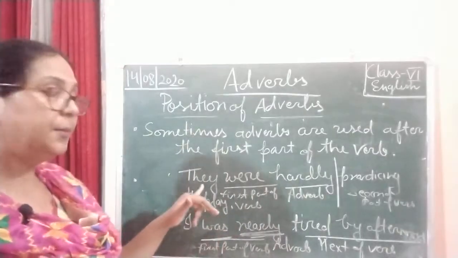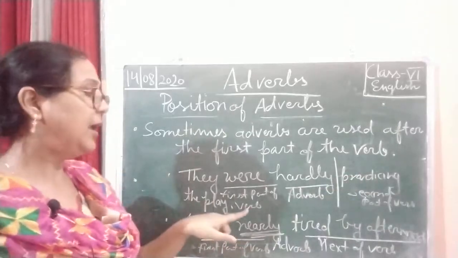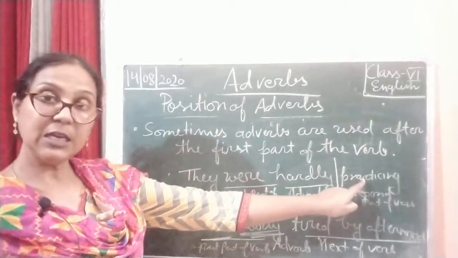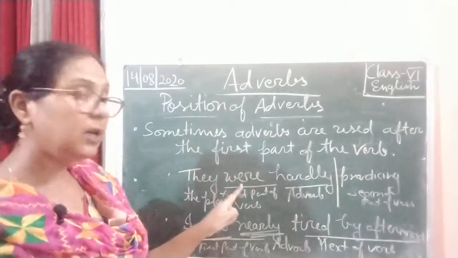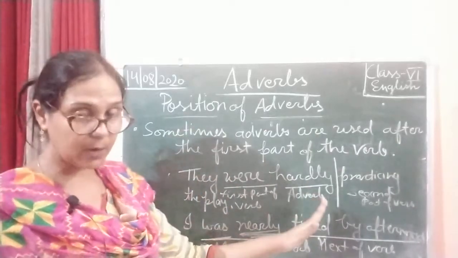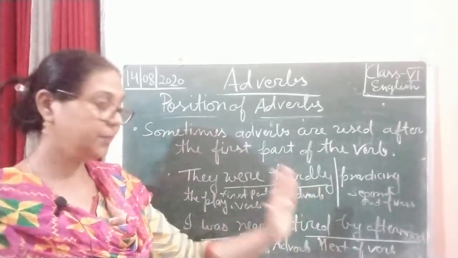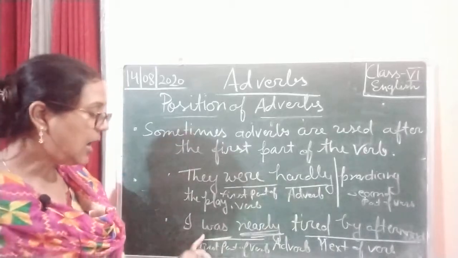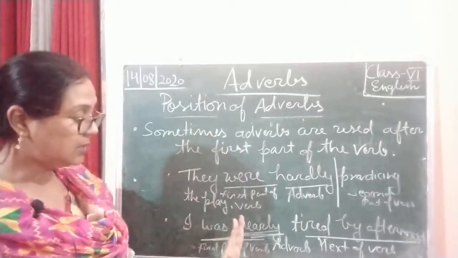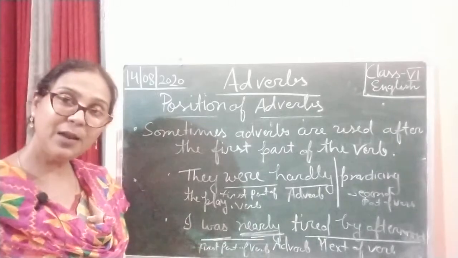Here the first example is showing you, they were hardly practicing the play. Now here you can see practicing is a verb. This is the first part of the verb, and the adverb is placed after the first part of the verb. And in the next example you can see, I was. This is the first part of the verb, and after this it is mentioned over here. So we always keep that in our mind.